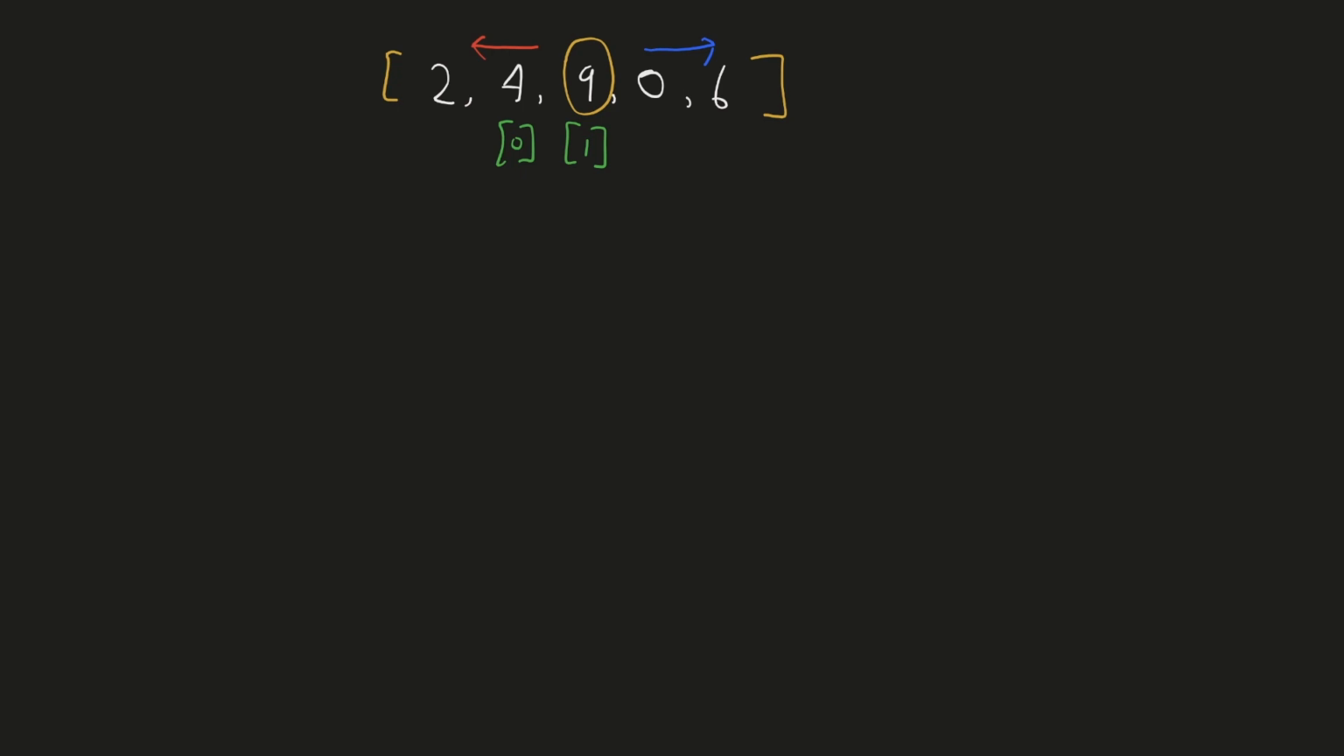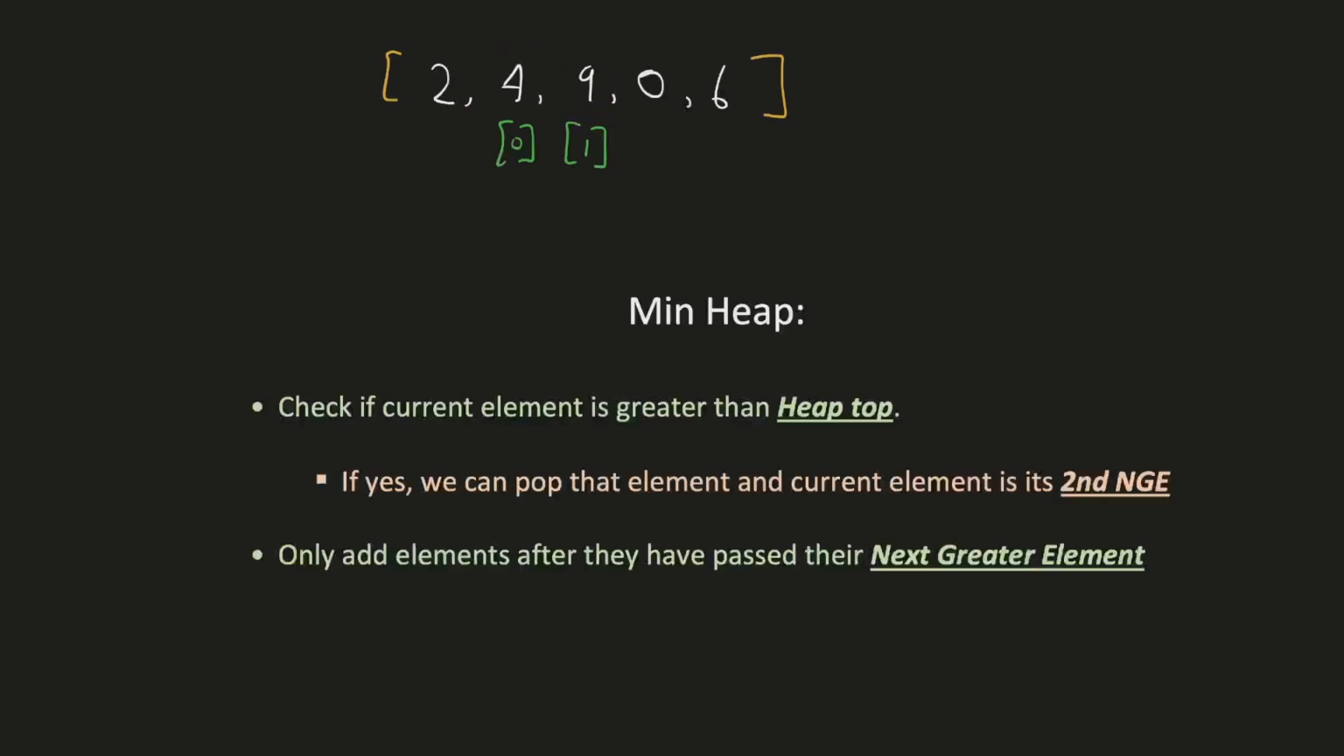This can all sound confusing to you, but it will become clearer with an example. Let's note down our condition so that it will be easier for us to track. Let's run through this complete example. First of all, let's create a main heap. For first element 2, the heap is empty, so we'll do nothing with it. We'll only add the elements to the heap once they have crossed the next greater element. Hence, we won't be adding it now.